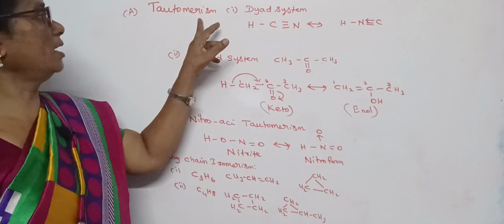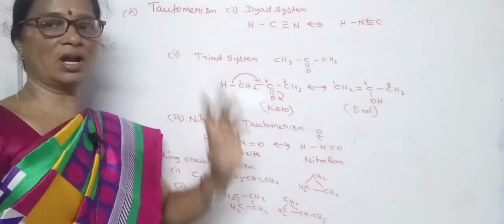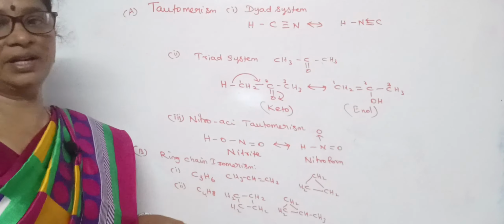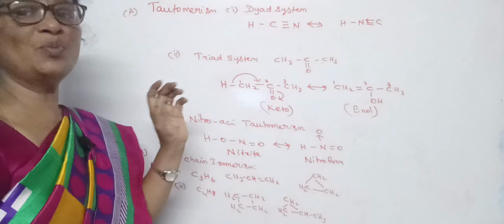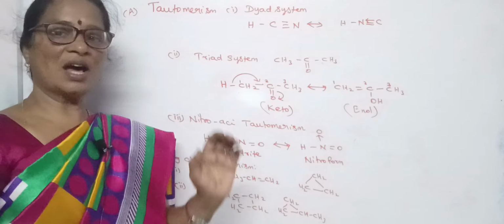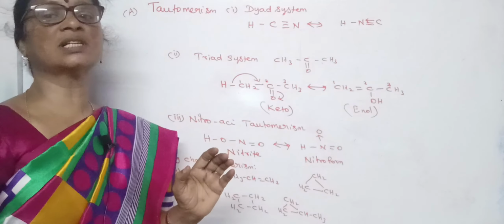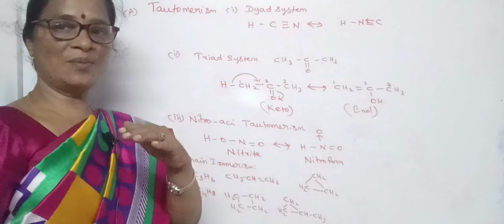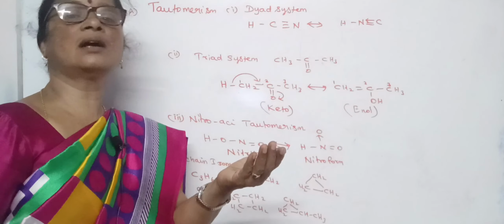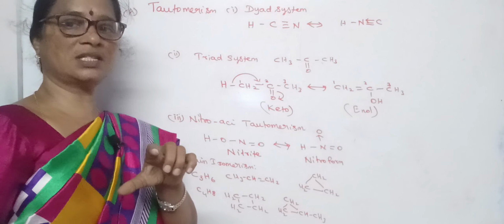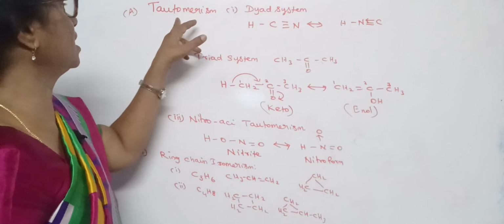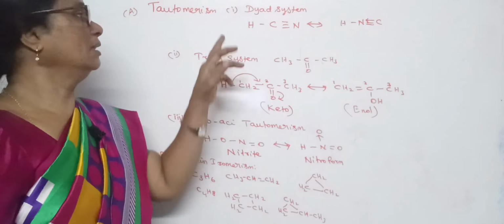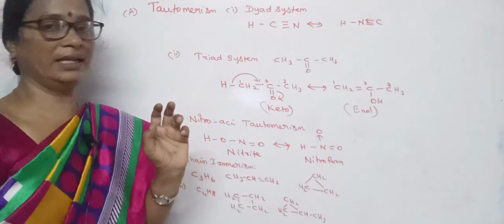We are going to study tautomerism. Tautomerism is one of the parts of isomerism. It is given in the Samacheer Kalvi syllabus. So what is tautomerism? Tautomerism is due to the difference in position of hydrogen, moving from one carbon to another carbon, or from one substituent to another substituent. Where hydrogen moves, that gives rise to tautomerism. In this tautomerism, we have two types: one is the dyad system, the other is the triad system.